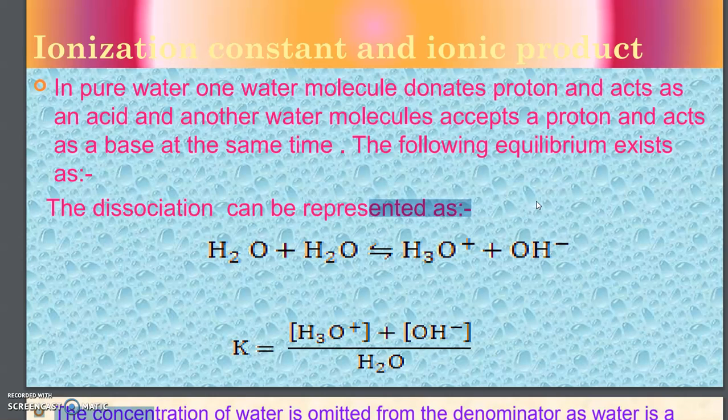So if we consider two water molecules, they will dissociate in the form H3O plus plus OH minus. Here H3O plus is the acid, and OH minus is the base. So how can we write its equilibrium constant? It is the concentration of the products divided by the concentration of the reactants. This we have all seen. So in this method we can write the equilibrium constant.